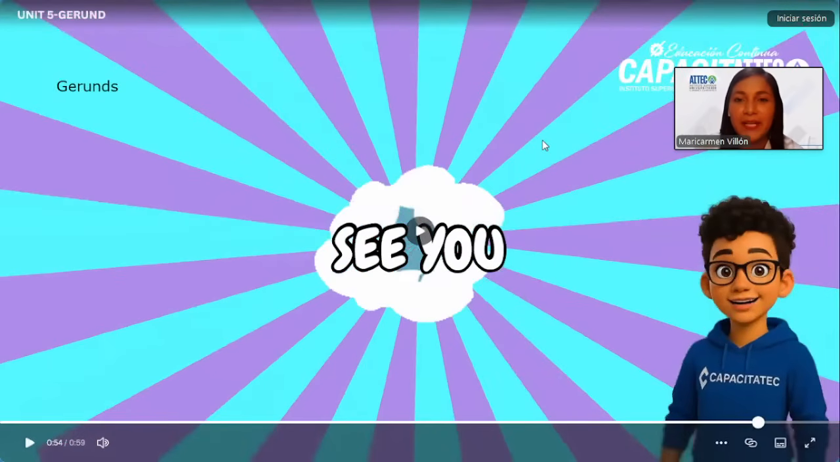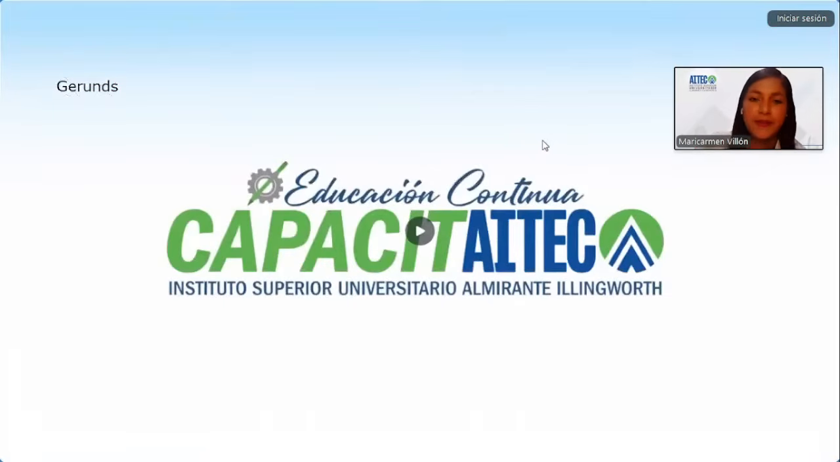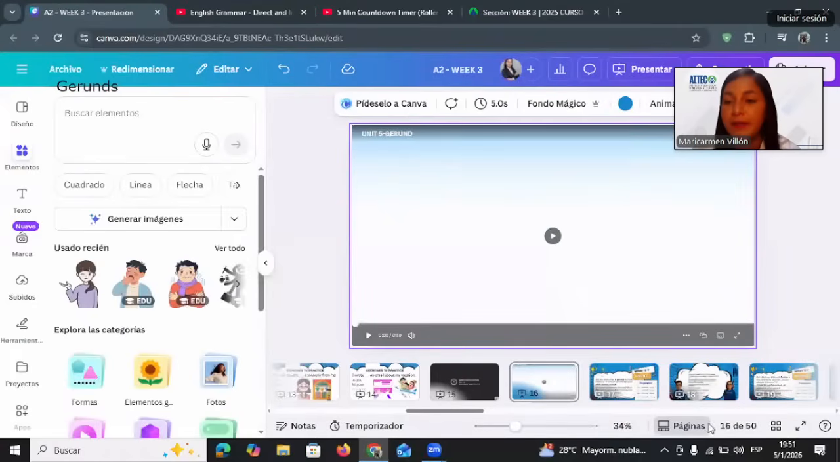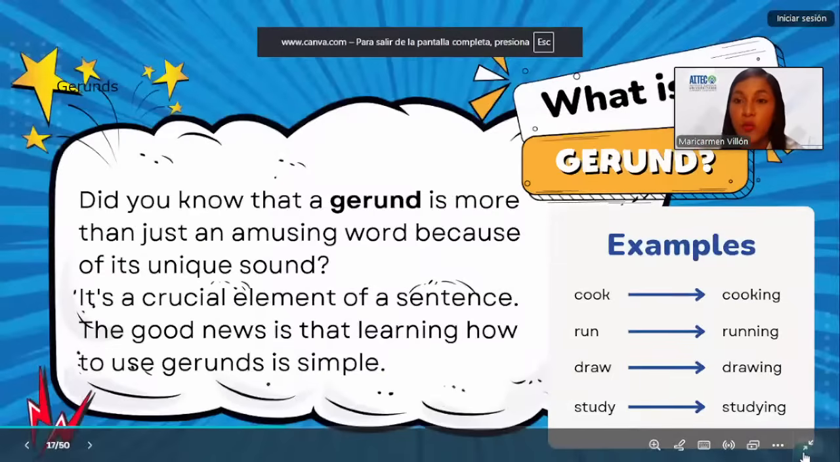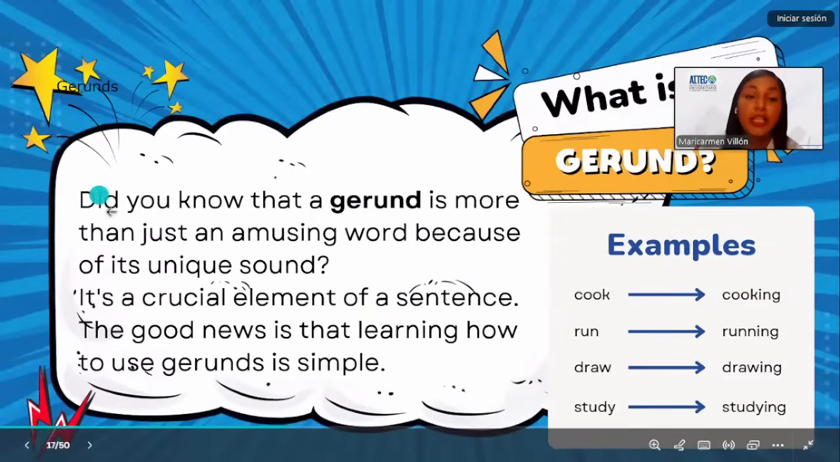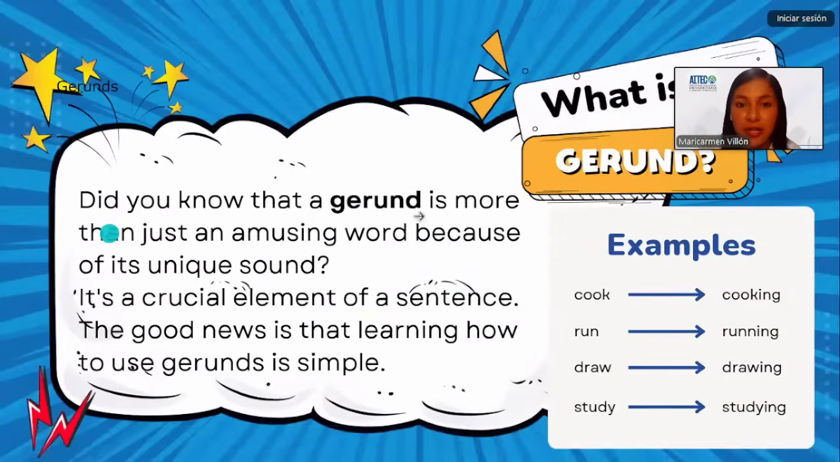Okay, so let's start explaining this one. Remember that gerunds have, as I said, two functions. Let's take a look to the first one. So what is a gerund? It says here, did you know that a gerund is more than just an amusing word because of its unique sound? So it's a crucial element of a sentence. The good news is that learning how to use gerunds is simple. Here we got some examples. So the gerund could work as a noun, as also as a verb.